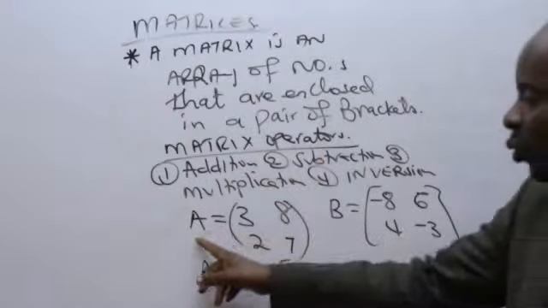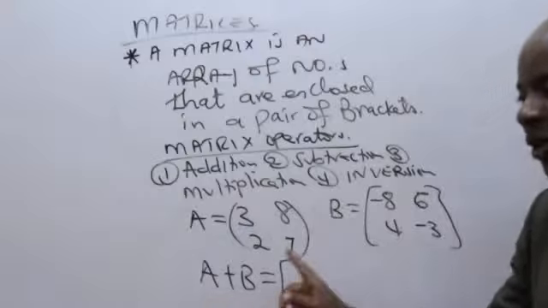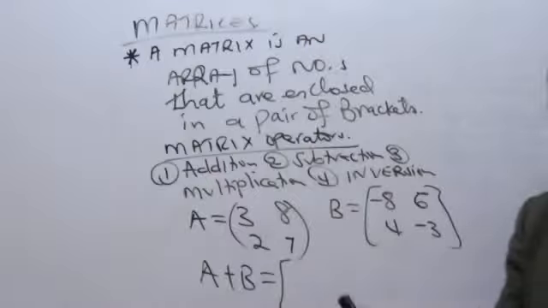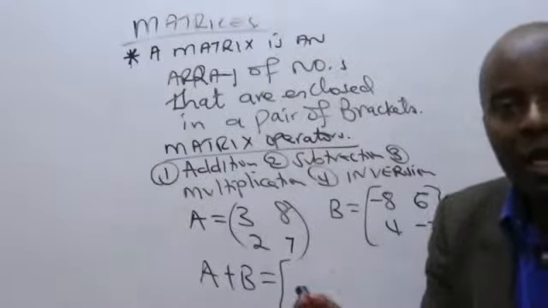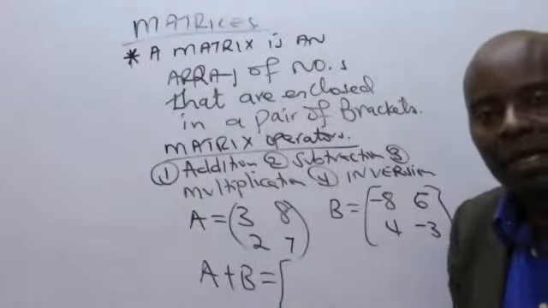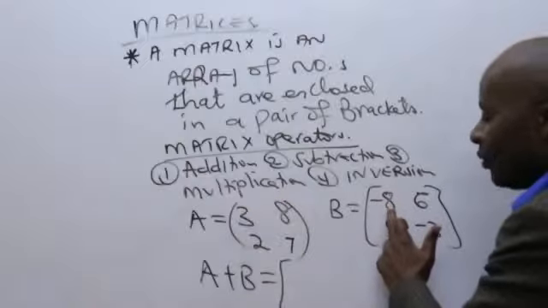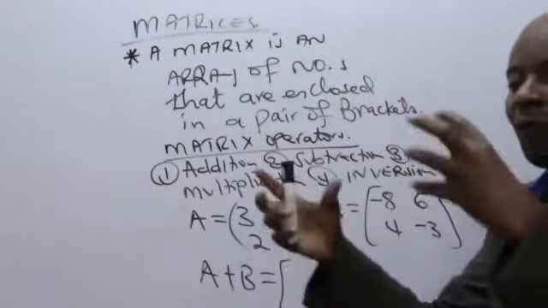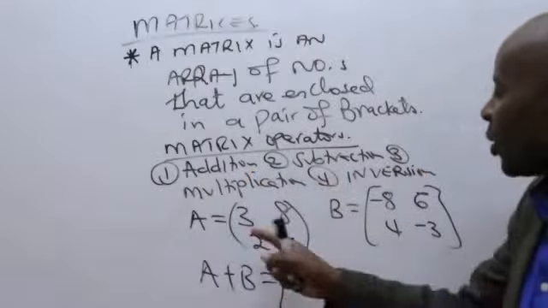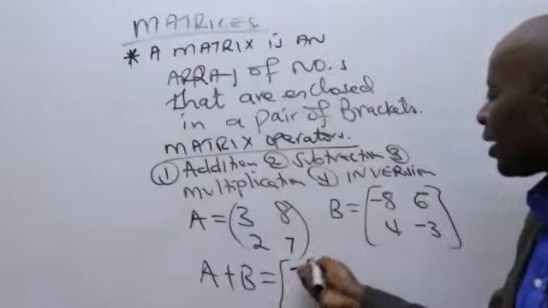We are given two matrices A and B, and then somebody tells us to go ahead and add them. So A plus B. Remember for matrix addition, we normally add corresponding elements. Like now these 3 and -8, they are the first elements of their respective matrices. The first elements, you combine them. So we have here 3 plus -8, that will give us -5.